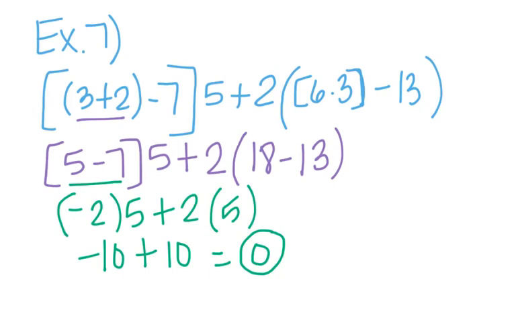Okay, so the next thing I want us to talk about is square root. This is just a quick little refresher. That is your radical sign. When you see that on top of a number, that means you're going to take the square root of that number. So in this case, the square root of 16 would be 4, because 4 times 4 is 16.